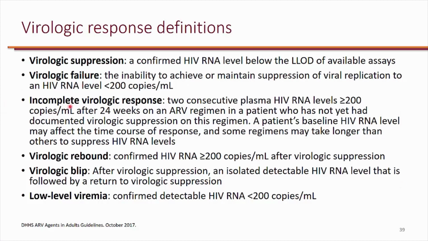Now, incomplete virologic response basically means if the level is still greater than 200 after 24 weeks. And that's because with the current treatments, typically with 24 weeks of treatment, you are going to achieve virologic suppression. So if somebody is still at 200 or higher at 24 weeks, and later they become suppressed, we call it incomplete virologic response, because within 24 weeks, you would expect to see virologic suppression.